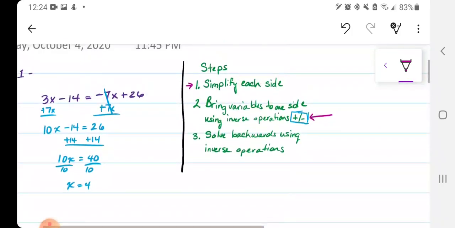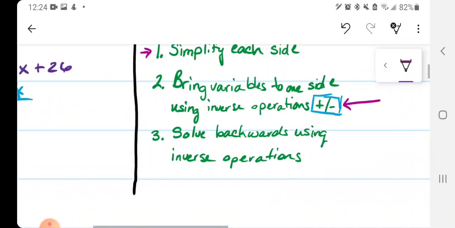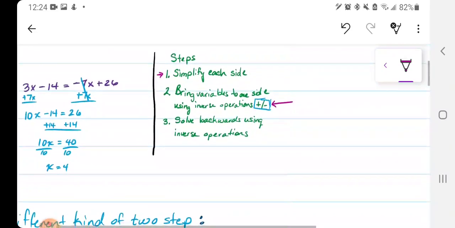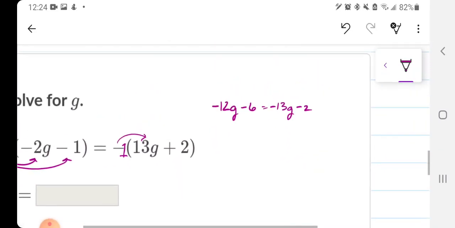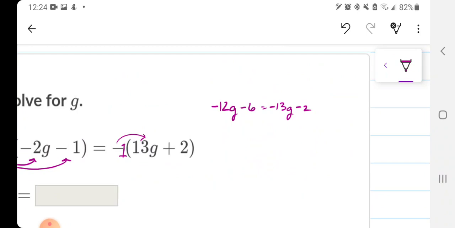What's the second step say? Bring the variables to one side using inverse operations, the opposite of add or subtract. So, as we look at this problem, excuse me, sorry. So instead of minus 12g, I could add 12g. That's going to become 0 on this side. I'll add 12g to this side. And so now watch, we've got negative 6 equals negative 1g minus 2.